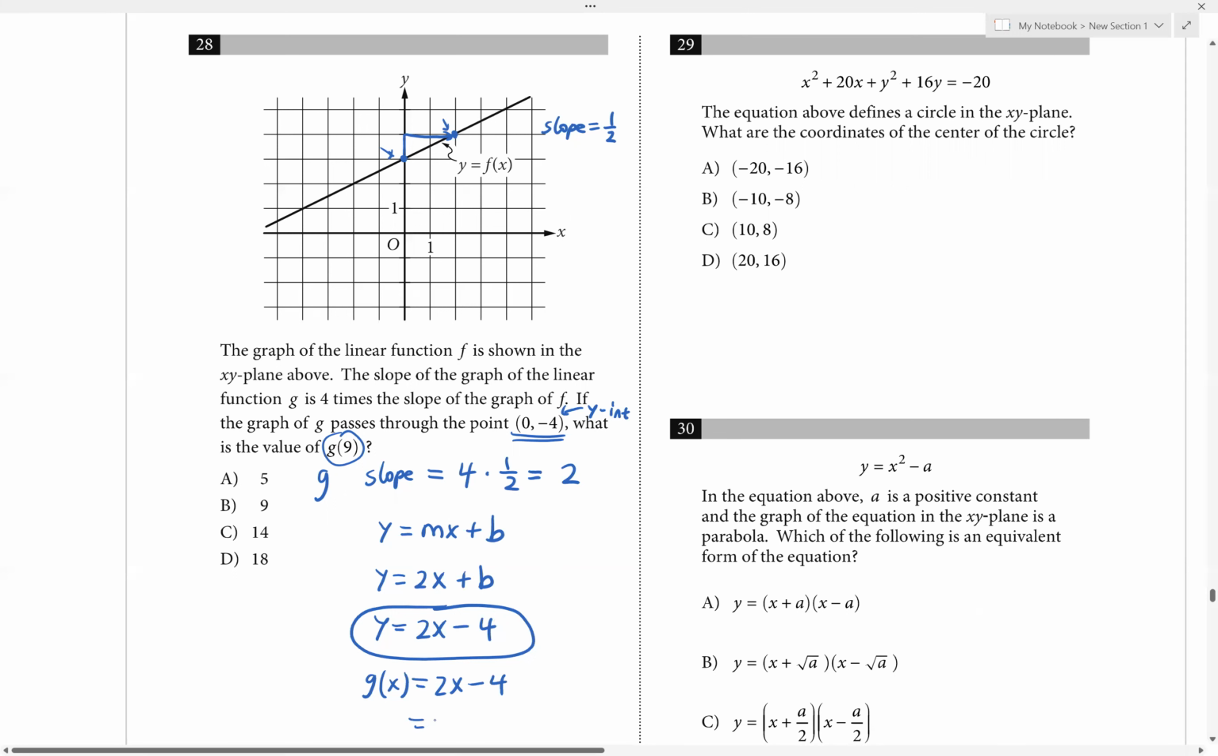So you plug in 9 for x, and it'll be 2 times 9 minus 4. And that's equal to what? 2 times 9 is 18. 18 minus 4 should be 14. And that should be our final answer, which is letter C for this question.